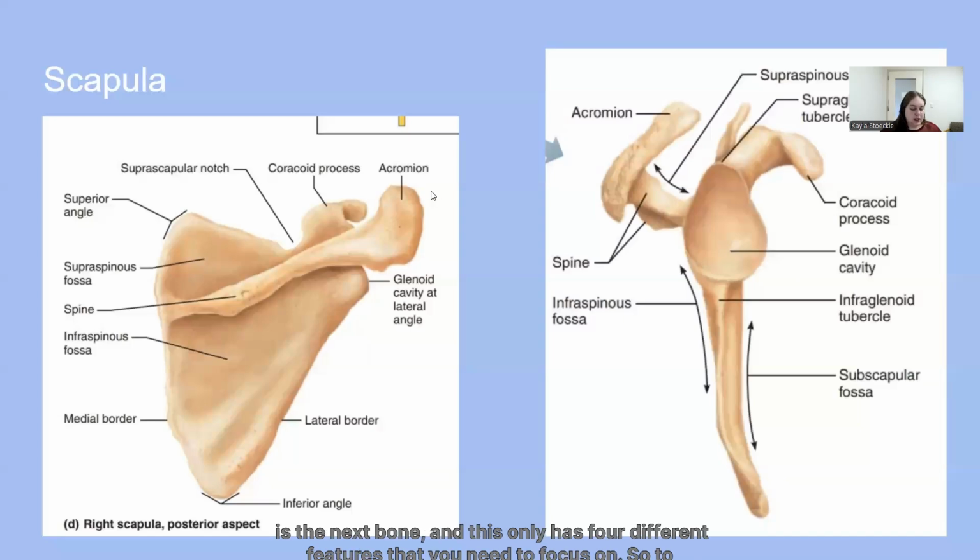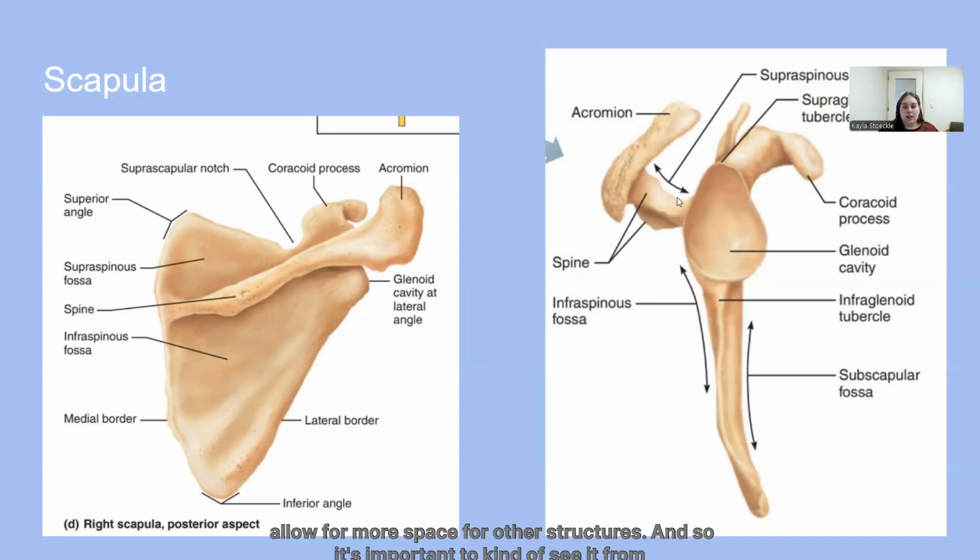And then the scapula is the next bone, and this only has four different features that you need to focus on. So to start off, we have the spine of the scapula, and you can see here, this is the right scapula, and it's the posterior aspect. So you can see that the spine goes from the medial end of the scapula all the way out to the acromion on the lateral end of the scapula. And as you can see here, the spine is going to be more posterior, and there's going to be that gap between the spine of the scapula and the rest of the scapula.